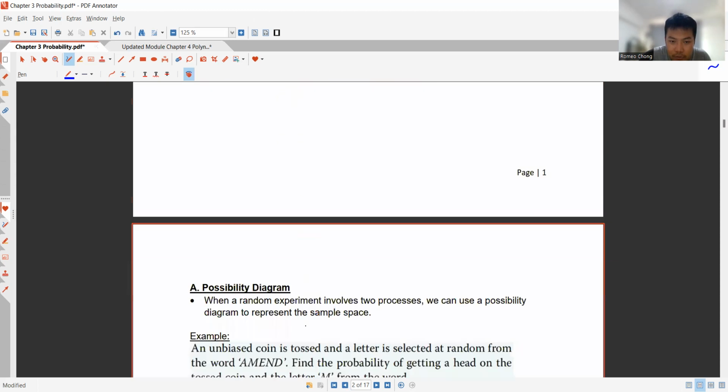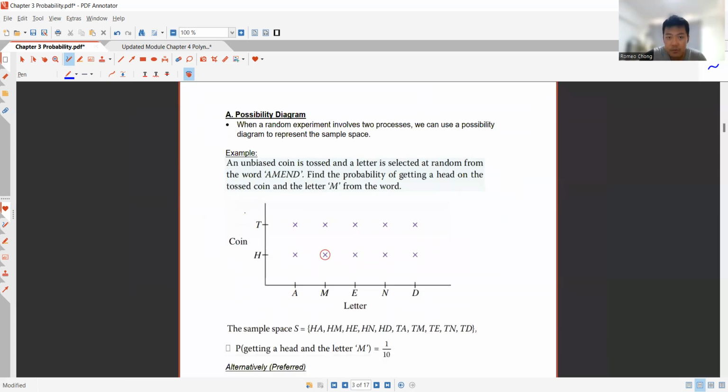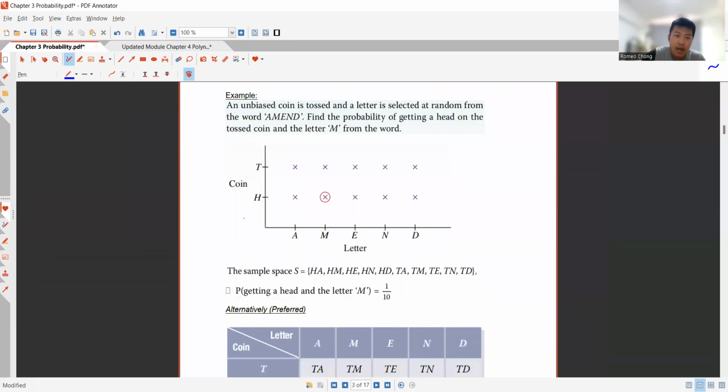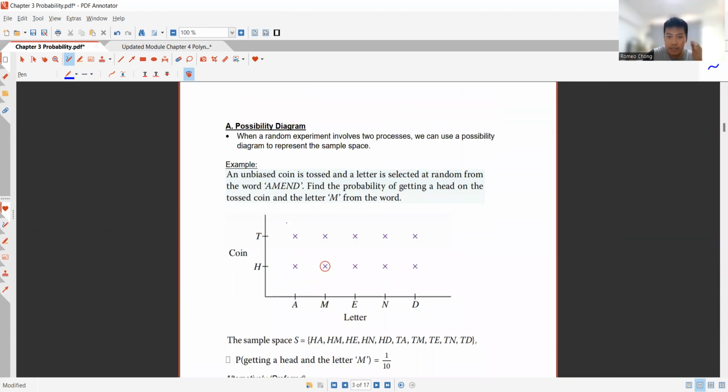Okay. Now, let's look at the first diagram, the possibility diagram. And remember for this one, you have 2 types. Personally, I prefer the second type, which is this one. This is also the possibility diagram, but in the way that you need to list out the elements. Let's say here, a very simple example. So we will now look at the possibility diagram.